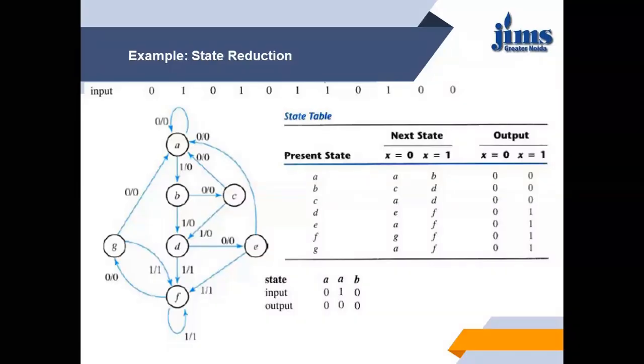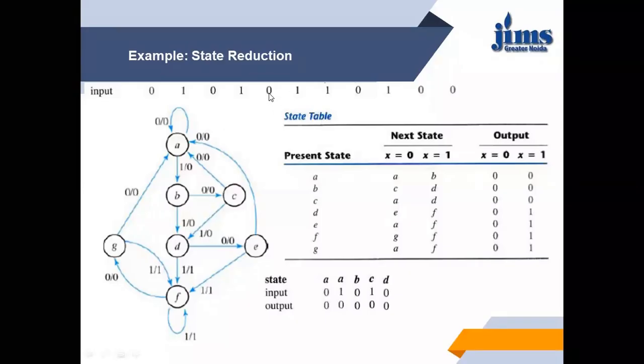Now the machine is in state B and the next input is 0. You can look directly at the state diagram or directly at the state table; both are equivalent. If the state is B and the input is 0, the next state is C and the output is 0. The next input is 1, the fourth input, and the machine is in state C. If the input is 1, the output is 0 and the next state will be D.